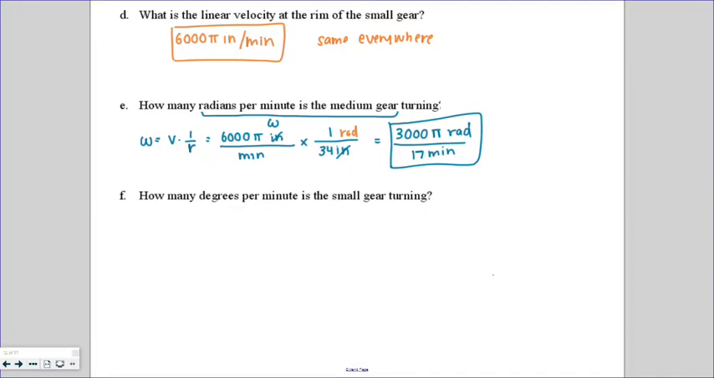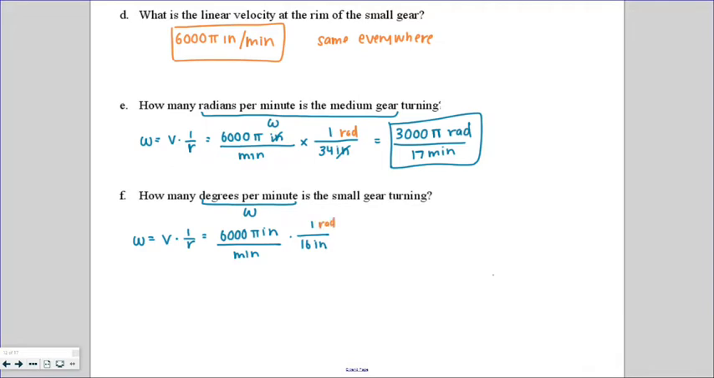And then the last question for this problem, how many degrees per minute is the small gear turning? Well, degrees per minute is also angular velocity, so I need the angular velocity equation. Still v times 1 over r. And the angular velocity is still going to use the same linear velocity for the whole system. So 6,000 pi inches per minute. And this time times 1 over the radius of the small gear, which I think is 16 inches.